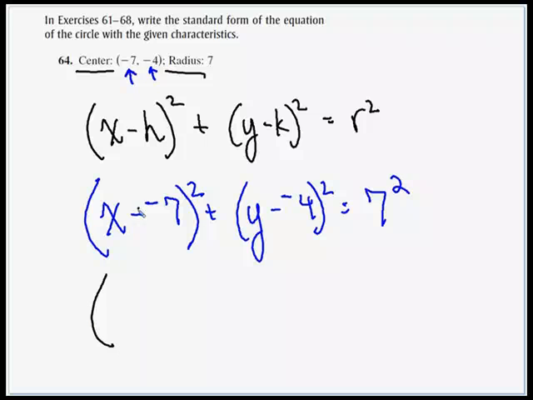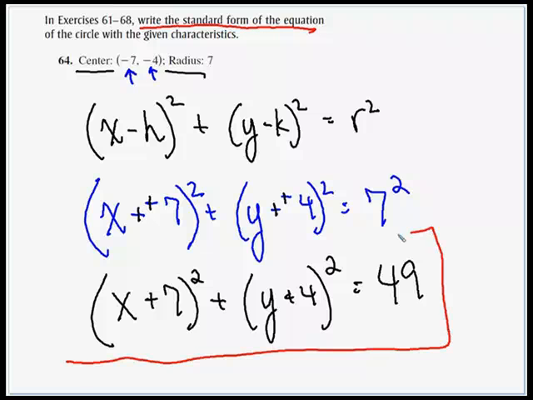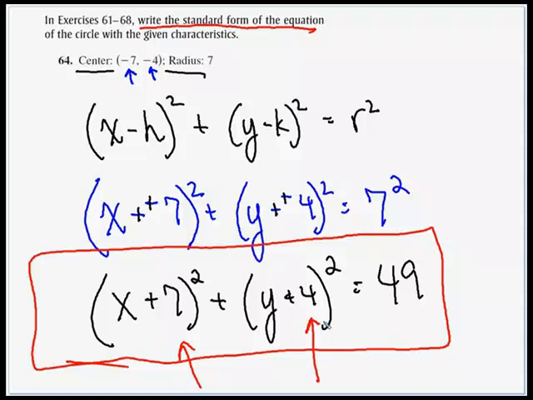X minus a negative, we add the opposite, plus. X plus 7, quantity squared, plus y minus -4, minus a negative, that becomes y plus 4, quantity squared, equals 7 squared is 49. And we're done. They asked us to write the standard form of the equation. Here is standard form. Our center is -7, -4. The square root of that is our radius.